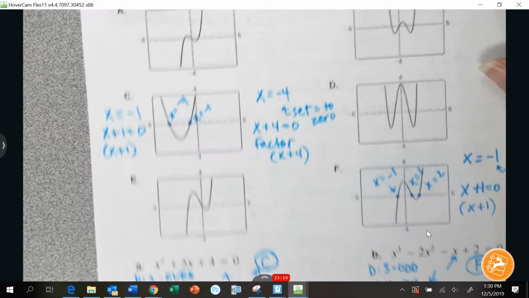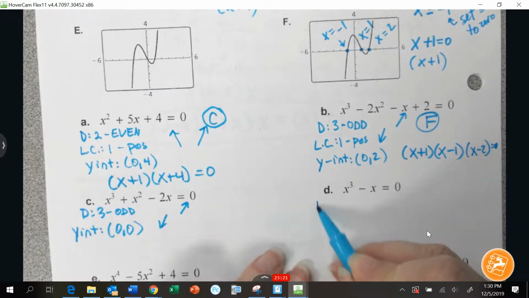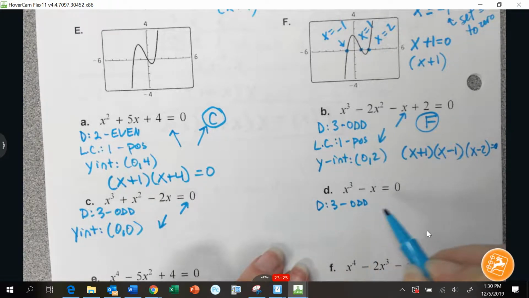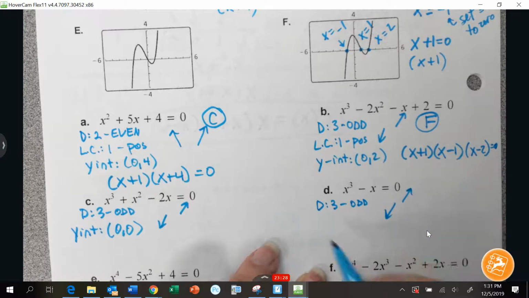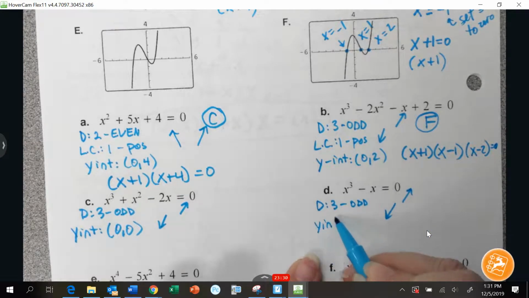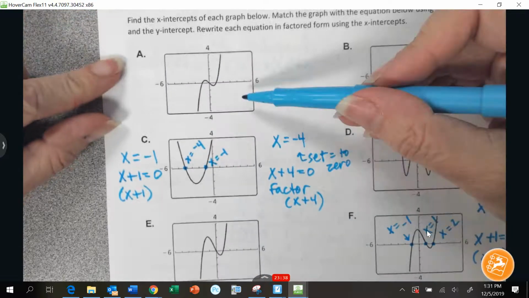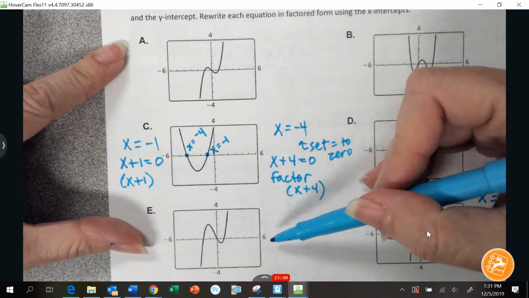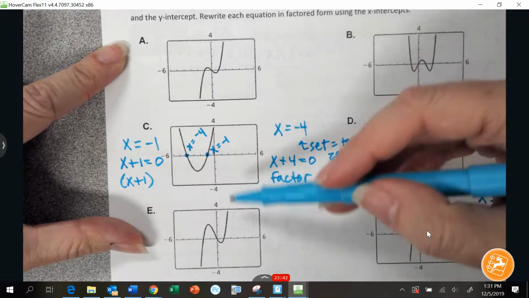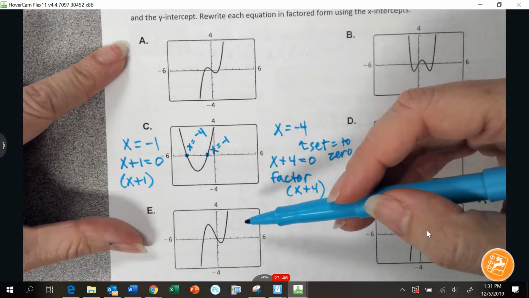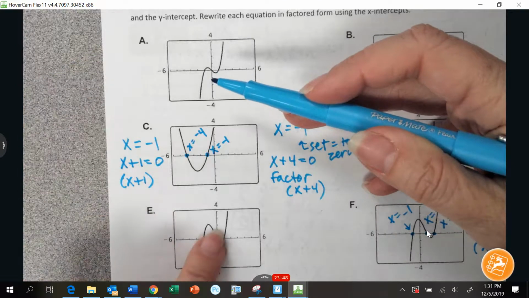Because let's just look at D for the little d down here. This also has a degree of 3, which is odd. So it's going to look like this as well. And then the y-intercept for this one is also 0, 0. Now, what's a point that A has that is different than E? 0. Oh wait, sorry. Okay, so this one has -1, this one has -2.